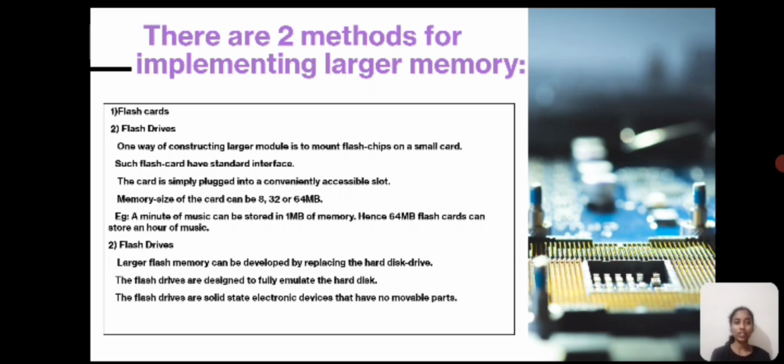One way of constructing a larger module is to mount flash chips on a small card. Such flash cards have a standard interface. The card is simply plugged into a conveniently accessible slot. The memory size of the card can be 8, 32 or 64 MB. For example, a minute of music can be stored in 1 MB of memory. Hence, a 64 MB flash card can store an hour of music.